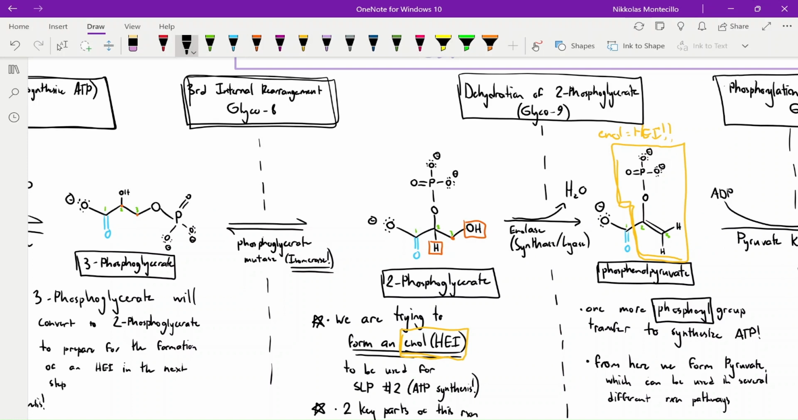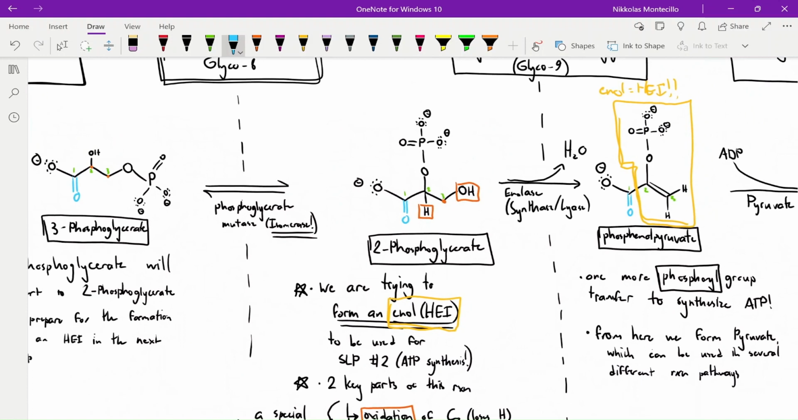Now we have another, no, this is not an oxidase. This is not a redox reaction that's facilitated by a dehydrogenase, but I believe a redox reaction occurs here nonetheless. So what happens here is that 2-phosphoglycerate is converted into phosphoenolpyruvate, okay? But I want to first take a look at what's happening here. Essentially what we're trying to do is form an enol, right? For Glyco 9, or glycolysis step 9, we're trying to form an enol, a high energy intermediate to be used for the second substrate level phosphorylation.